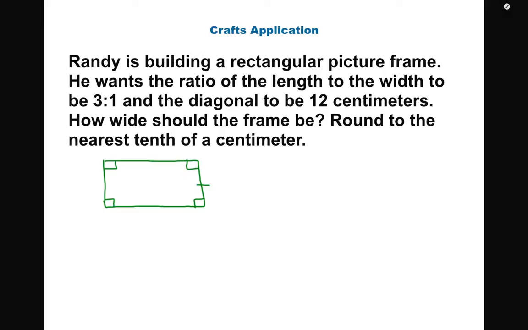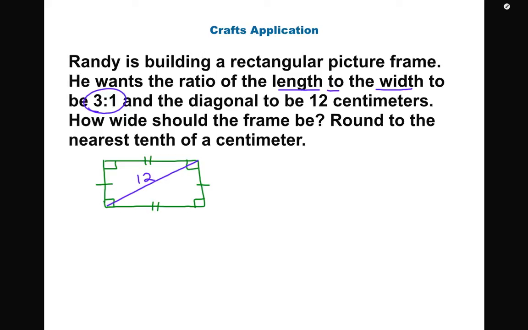On a rectangle, I think you know enough about a rectangle to know opposite sides are the same. We'll get to that chapter. We want the length to width to be 3-to-1. Okay, 3-to-1 means the length is going to be 3 times as long as the width. So we're going to use that to set up our unknown sides. The diagonal is supposed to be 12. Okay, so in my picture, here's the diagonal. That is 12.